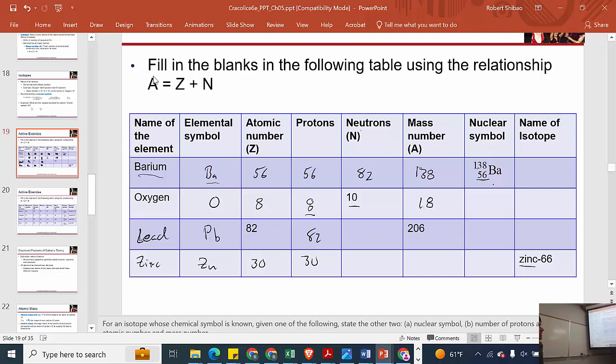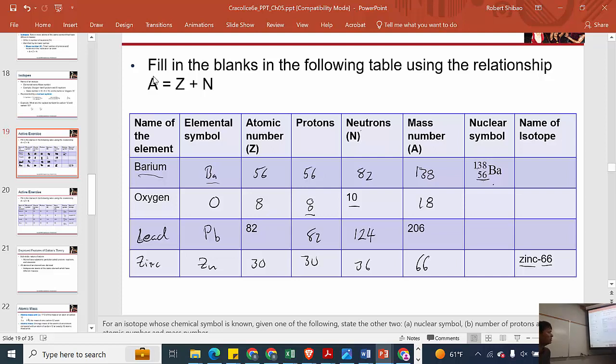How about this lead? How many neutrons do we have here? So 82 plus blank gives 206. Would it be 124? Is that right? Yeah. 82 and 124 gives us 206. 30 plus blank gives us what? And so the mass number, here is the mass number. The mass number is 66. So 30 plus what gives us 66? 36. So that's the number of neutrons. Mass number is the number of protons plus neutrons.